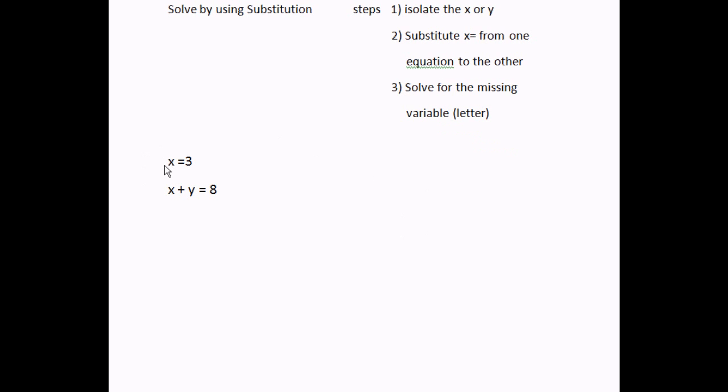So I have two equations. I have x equals 3 and x plus y equals 8. To figure out what x and y equal, we're going to use substitution. First of all, I know what x equals. In this one, x equals 3. It tells us right here. So the only thing left is to find y. And we're going to use substitution.